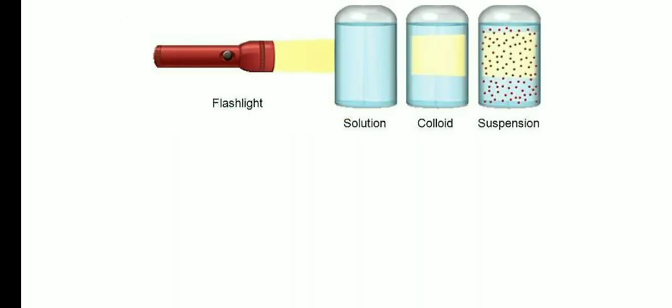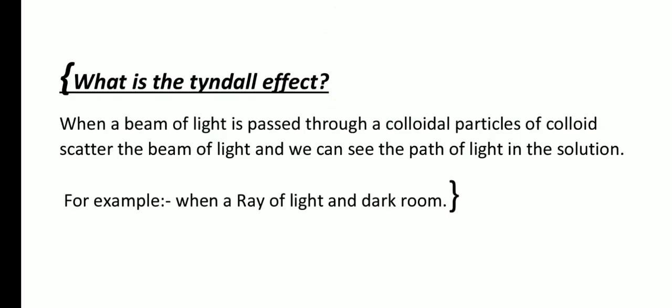As you can also see in the figure, a flashlight passes through the colloid and partially passes through the suspension. Now, what is the Tyndall effect? When a beam of light is passed through the colloidal particles of a colloid, they scatter the beam of light and we see the path of light in the solution. For example, when a ray of light passes in a dark room.